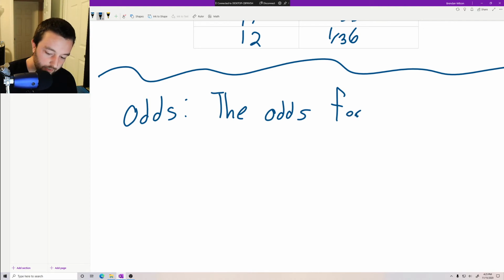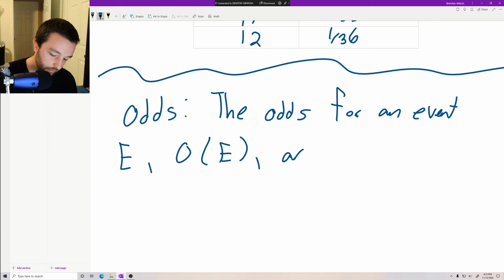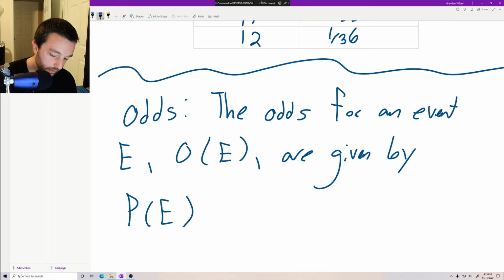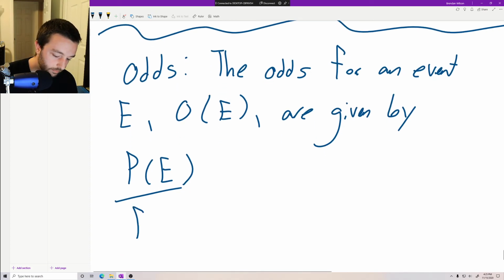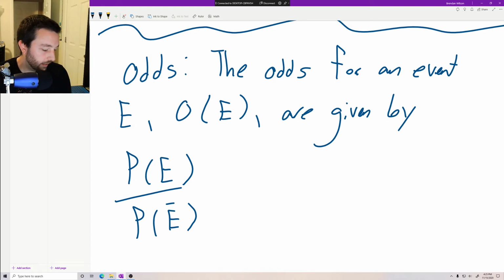The odds for an event E, which we might write as O of E, O for odds, are given by the probability of E divided by the probability of E complement. So it's the probability that E happens divided by the probability that it does not happen.